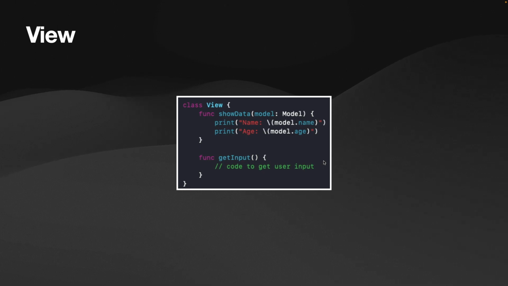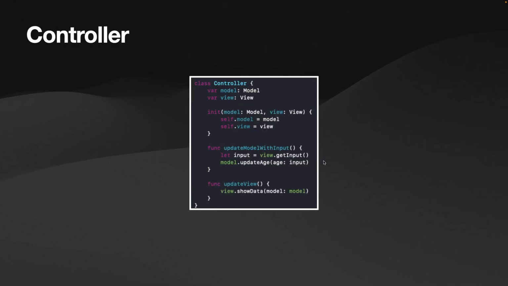Next one is the controller. The controller component acts as an intermediary between the model and the view components. It receives user input from the view, then updates the model accordingly, and then updates the view to reflect the changes in the model. Here is a code example of that as well.